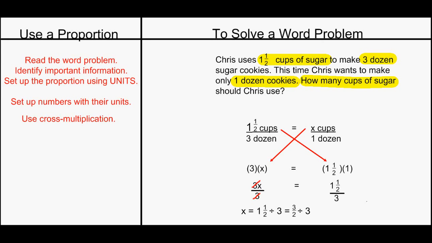So we change 1½ to its improper fraction form, 3/2, so we can divide it by 3. And we know that dividing by 3 could really be written as multiplying by its reciprocal, 1/3. 3/2 times 1/3 equals 3/6. 3/6, that can be reduced. Let's reduce it to 1/2. Just a half cup of sugar for a dozen cookies.